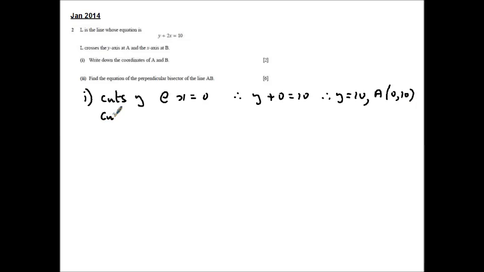We cut the x-axis at the point where y equals 0. So again, we substitute it in. That will give us 0 plus 2x equals 10. Solving gives us x equals 5. Therefore, B must be the coordinate (5, 0).